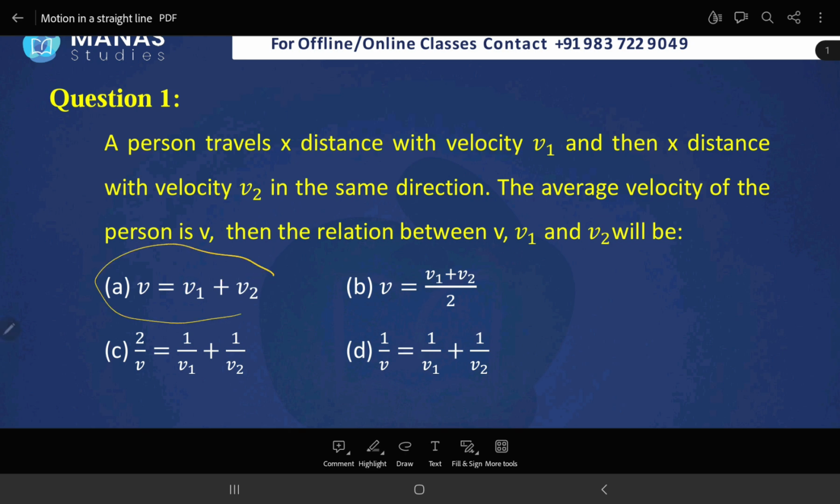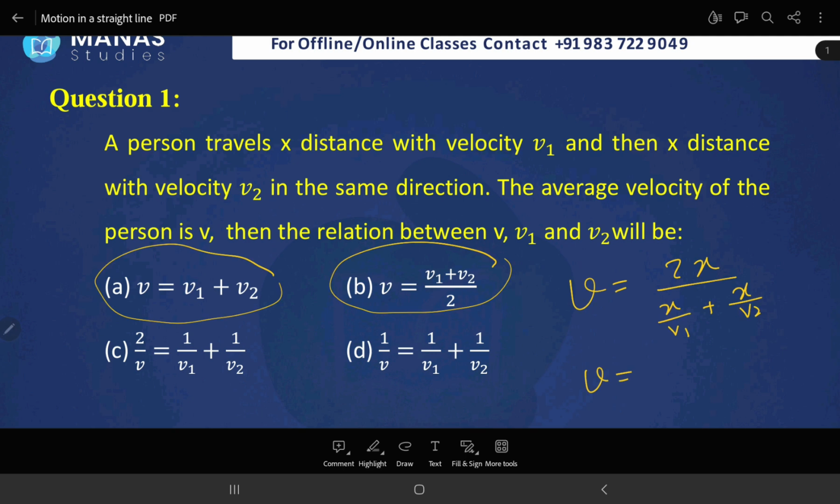This won't be the answer v1 plus v2, and this won't be the answer v1 plus v2 by 2, because this type of question is calculated using the total distance travelled. Average velocity is equal to 2x upon x by v1, which is the first time, plus x by v2, which is the second time. Displacement upon velocity is time.